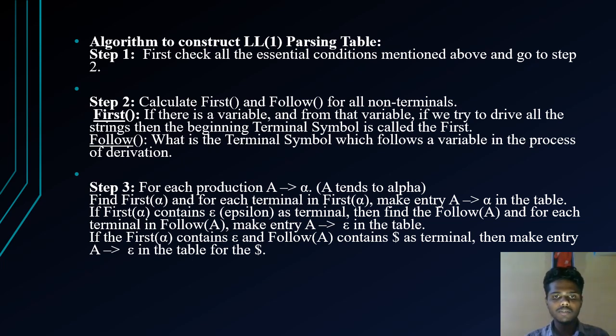And in step 3, for each production A tends to alpha, first we need to find first of alpha. For each terminal in first of alpha, make an entry A tends to alpha in the table. If first of alpha contains epsilon as a terminal, then find follow of A, and for each terminal in follow of A, make an entry A tends to epsilon in the table. If first of alpha contains epsilon and follow of A contains dollar as a terminal, then make an entry A tends to epsilon in the table for the dollar. So these are all the rules for constructing the parsing table.